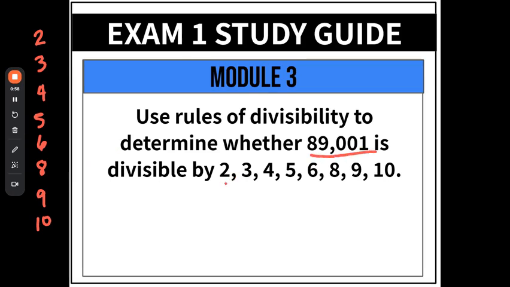So how do we know whether something is divisible by 2? Well, 2, it needs to either be, the last digit needs to be even or 0.